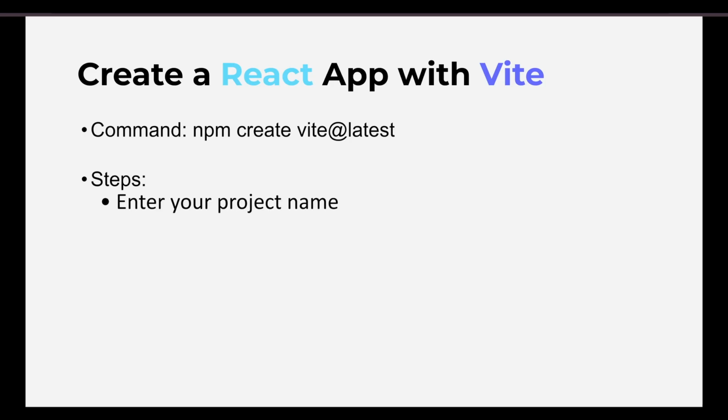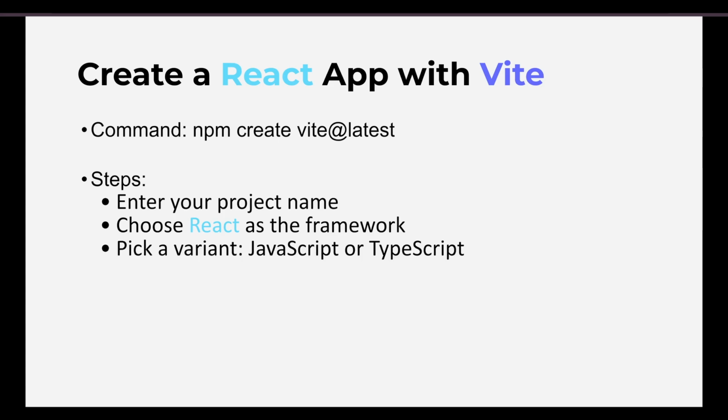After this, follow the following steps. Enter your project name, pick a name for your project, choose a framework. For this we'll select React because we're installing React. Pick a variant, which is JavaScript or TypeScript. This can be quite tricky, but if you want to get started fast and you don't need strict type checking, use JavaScript. But if you are building a bigger application or want fewer runtime bugs and strong code safety, use TypeScript.